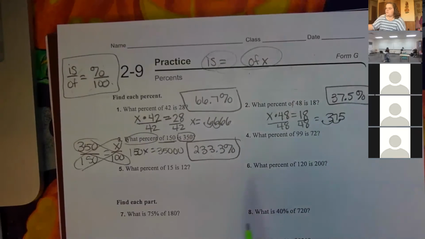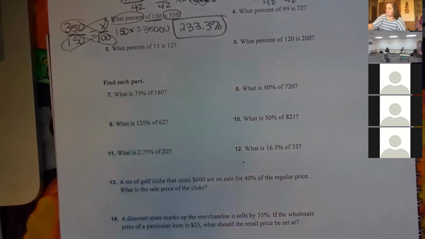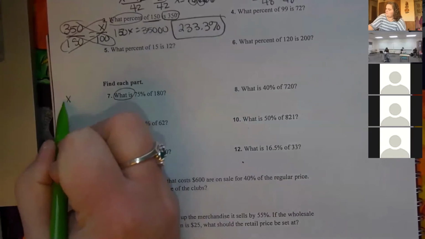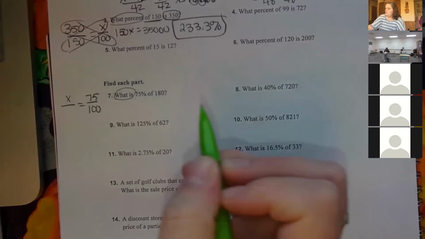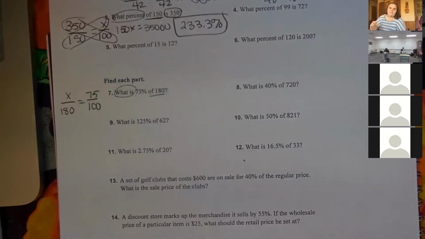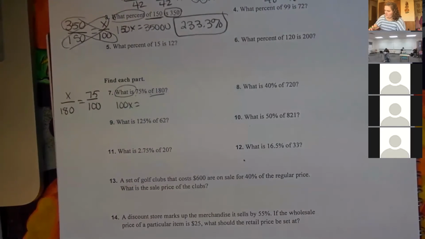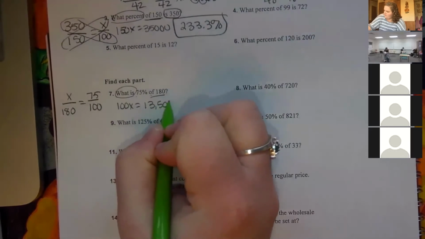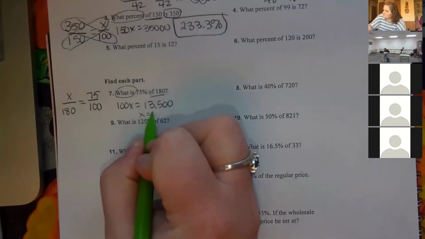So we'll do another one of those is over ofs, but we're going to try it on a different section. Number 7 says, what is 75% of 180? So we don't know the is, and for the is, I'm going to put an X. 75 goes in the percent, and put that over 100. The 180 goes in the of spot, which is in the bottom. Cross multiply. So we have 100x equals whatever 75 times 180 is. Divide by 100. So x equals 135.